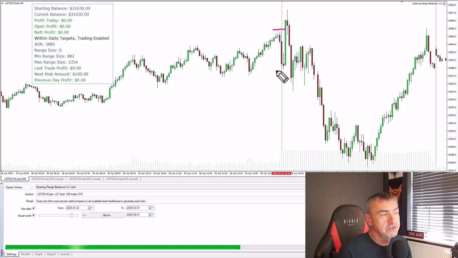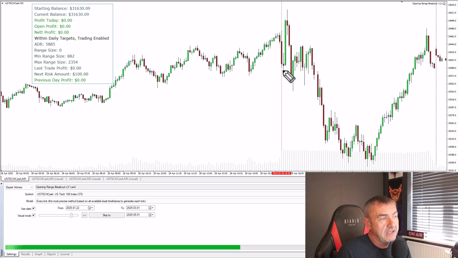If that range is too small, what the EA will do is say, right, that's too small as a range, or if it's too big, for example, we're not going to trade that today. So it will do absolutely nothing, and then we move on to the next candlestick. In this case, I'm on a 5 minute chart, and we'll go through some variations of the strategy on different time frames in a moment.